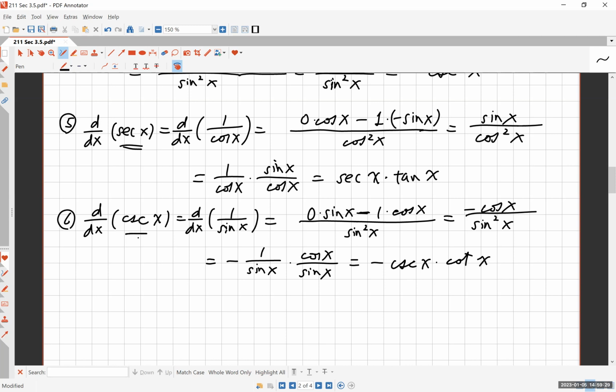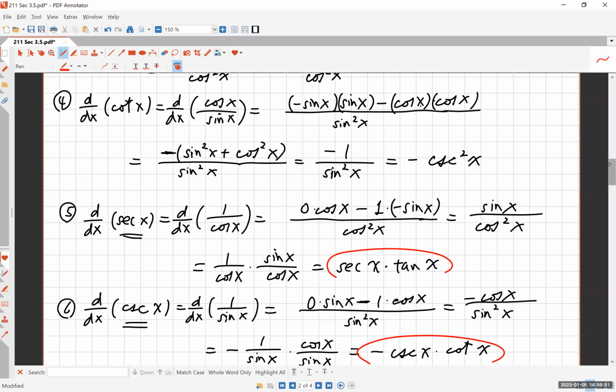All right, so the derivative of cosecant is negative cosecant cotangent. Again, one of them turns out to be positive. The other one turns out to be negative. It seems like secant and tangent kind of go together. They're like brothers. And cosecant and cotangent go together. They are also like brothers.